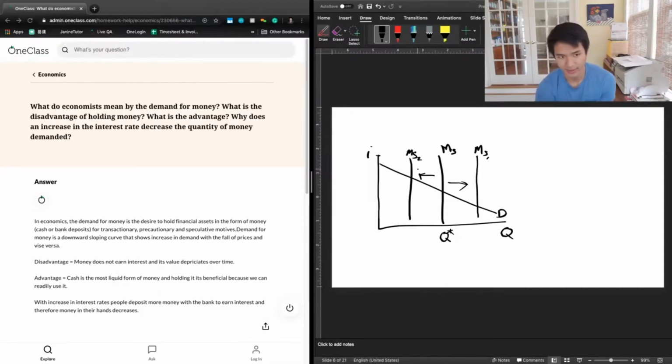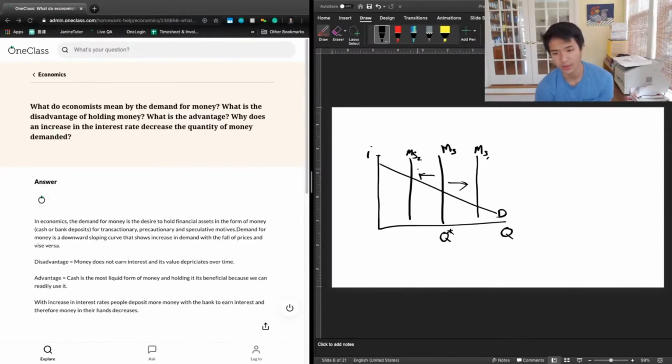Another way to think about this is from the borrower's perspective. So let's say you're an entrepreneur and you want to borrow money to invest in your own business. If the interest rate is really high, you're going to be less inclined to take out a loan, because the high interest rate means that any loan you take out now to invest in your business is going to require a very high return when you end up paying back that loan plus interest.